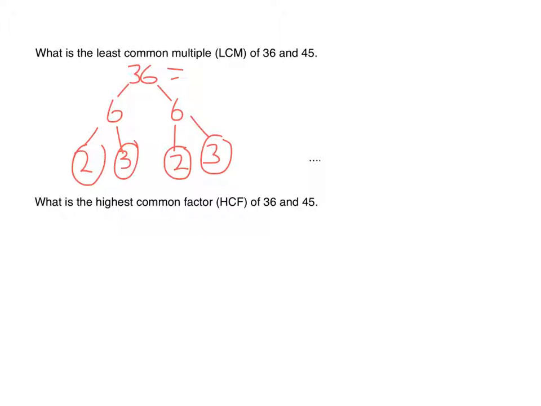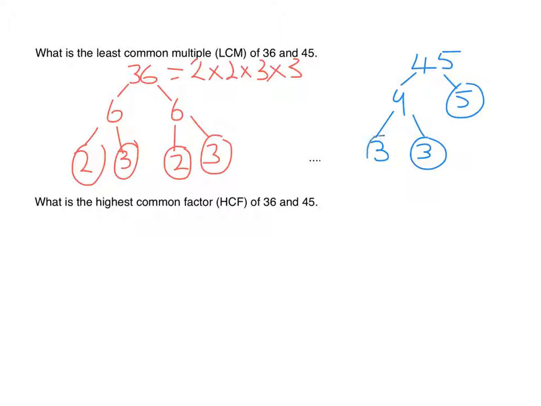I'm not going to turn it into index form because I'm going to be using these shortly. So I've got 2 times 2 times 3 times 3. I also need to do this for 45. So 45 is 9 times 5, 5's prime, and 9 is 3 times 3. So 45 is 3 times 3 times 5.